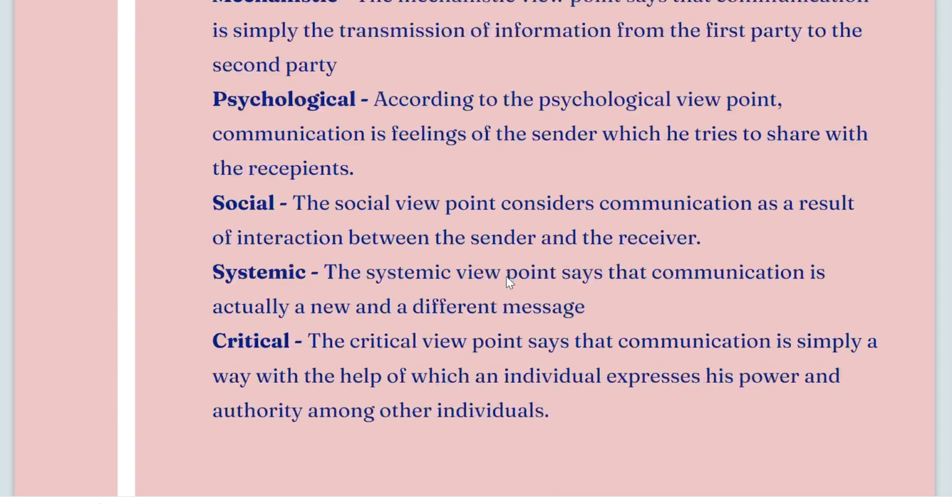And the next is social. The social viewpoint considers communication as a result of interaction between the sender and the receiver. And the next is the systemic. The systemic viewpoint says that communication is actually a new and a different message. And the last one is critical. The critical viewpoint says that communication is simply a way with the help of which an individual expresses his power and authority among other individuals.